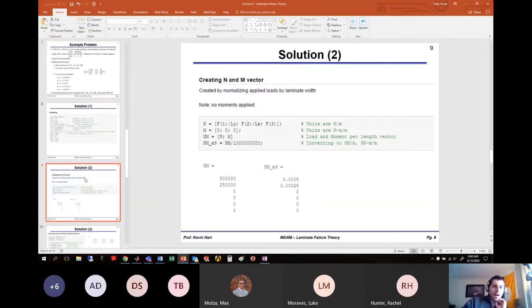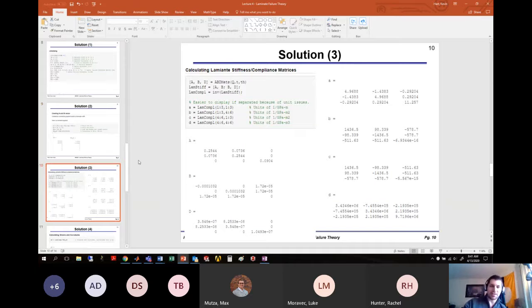Okay. So now I need to calculate my n and m vectors following my theory. So the loads normalized by the lengths in the individual directions. This is fx on ly. This is fy on lx, and we don't have any across the face loading. Moments, I got no moments. So here I'm creating my 6x1 load moment vector. And here I'm converting to giga so that I can work appropriately with the Q matrix.